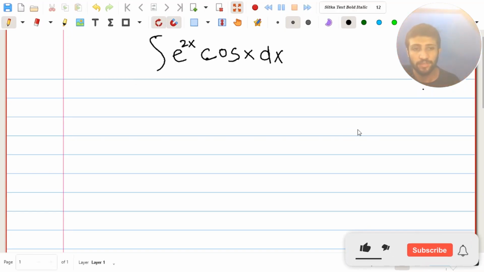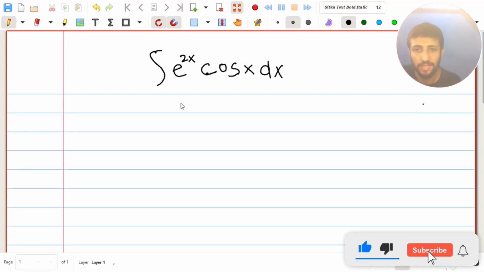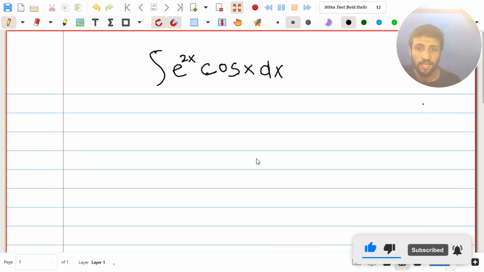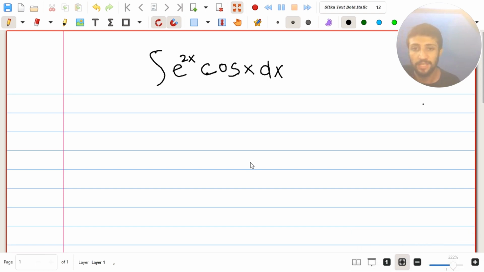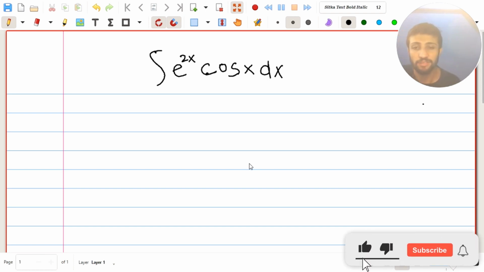Hello friends, today we are going to solve this integral over here, that is e to the power 2x into cos of x dx. Mostly we solve this integral by using integration by parts, but today I will discuss and solve this integral by a much easier method that will save a lot of your time to solve such integrals.